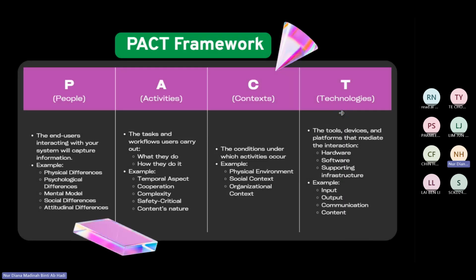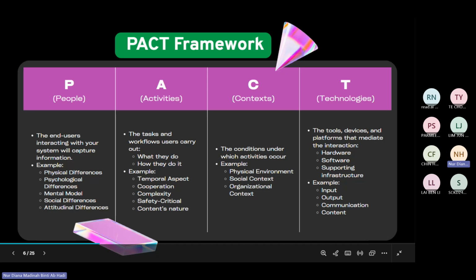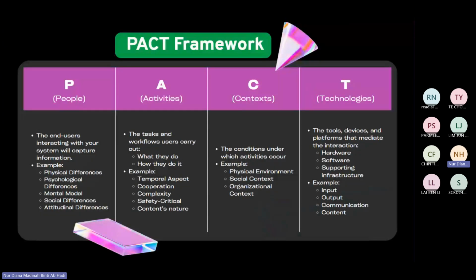So, the PACT framework. I already mentioned it to you, right? P is for people or humans, which is your end users interacting with your system. Usually they will capture what would be your information, usually from the physical differences. Just now we said people who have disabilities, normal people. This is very important. Psychological differences, mental model, social differences, attitudinal differences. You need to make sure all of this is covered. If not, it will be a big issue.